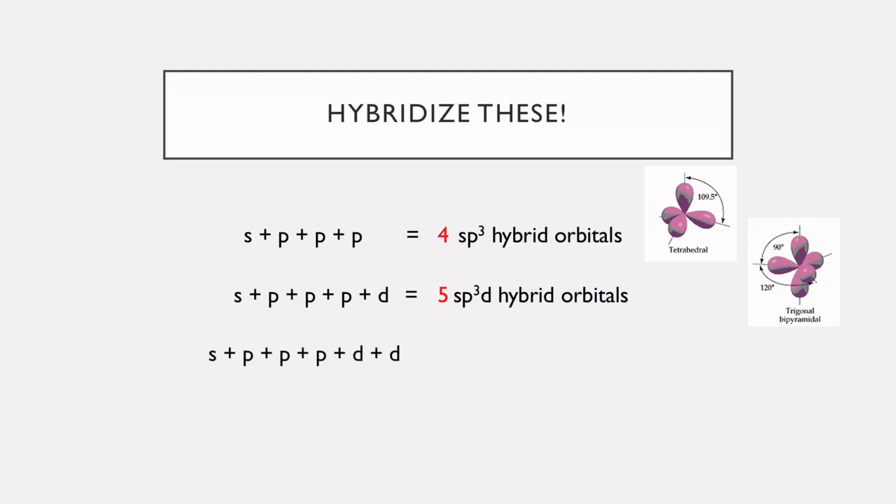Next, you will get sp3d2 hybrid orbitals, and there are 6. In the shape of octahedral.